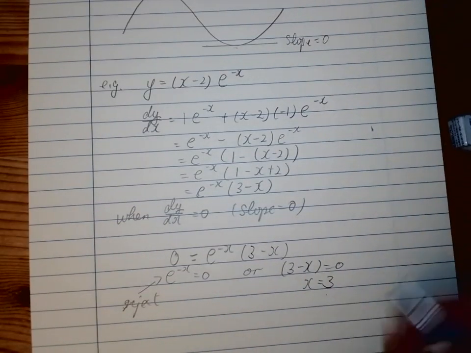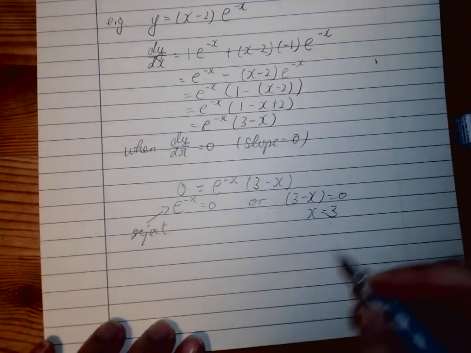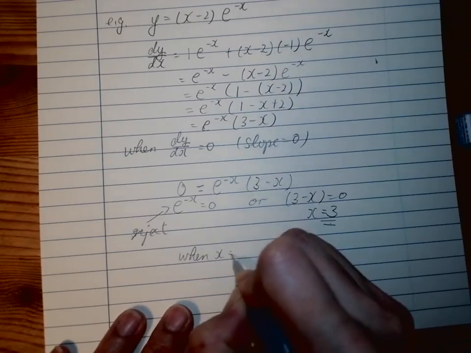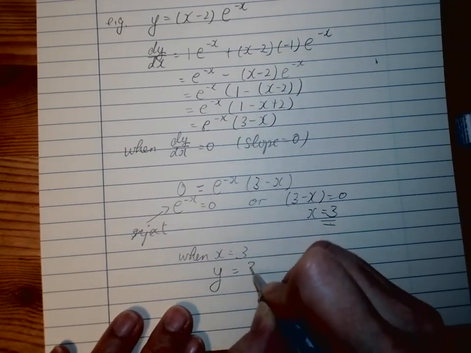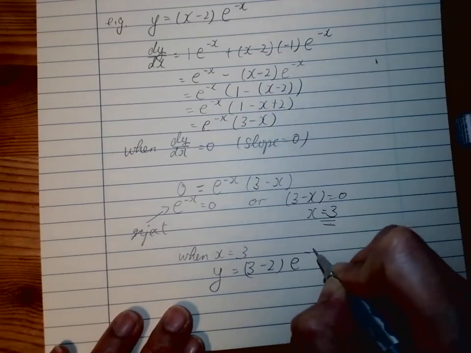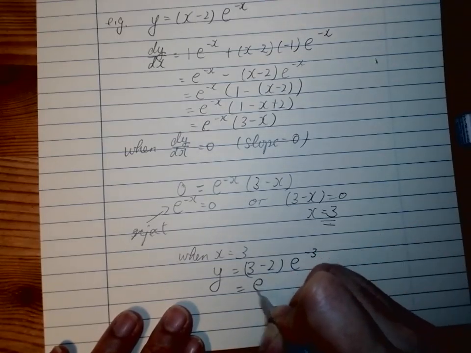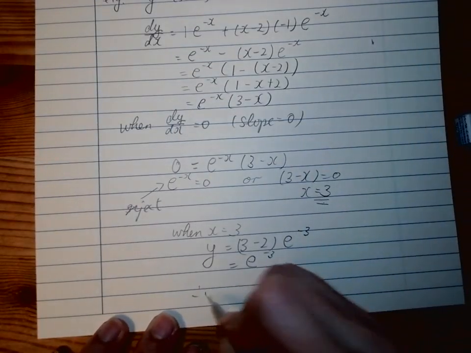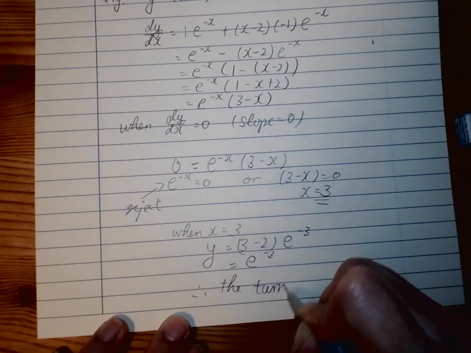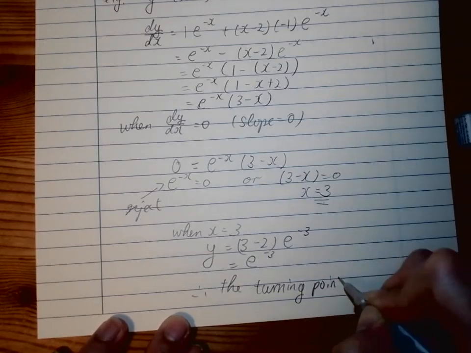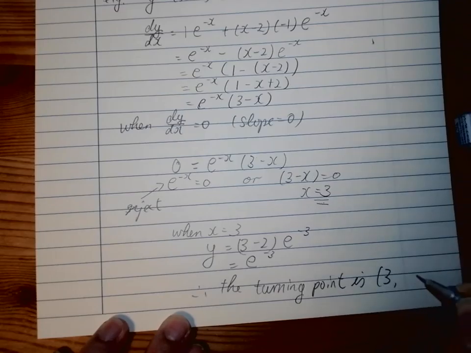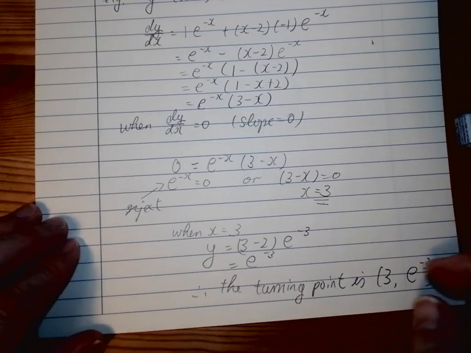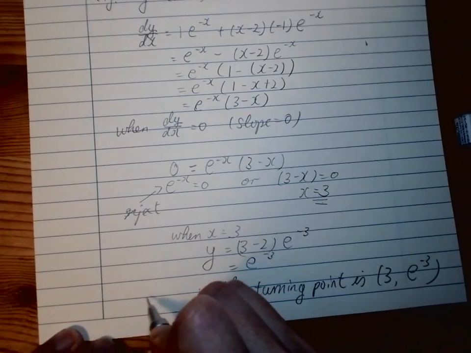Now we got our turning point x coordinate there. So we put the x back to the original equation. When x equals 3, y will be equal to (3 minus 2) times e to the negative 3. So we have e to the negative 3 as the y coordinate. And therefore, the turning point is (3, e to the negative 3). However, we only know that this is a turning point. We do not know whether it's a max or min.